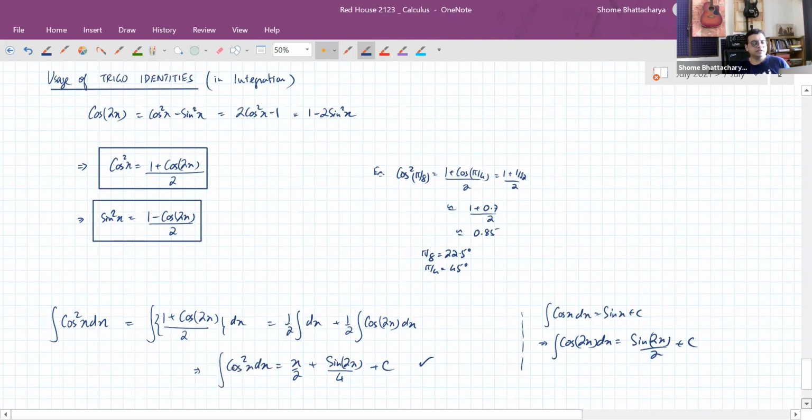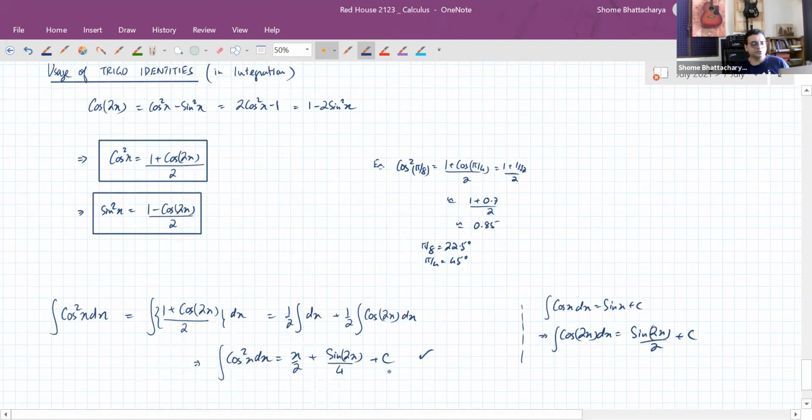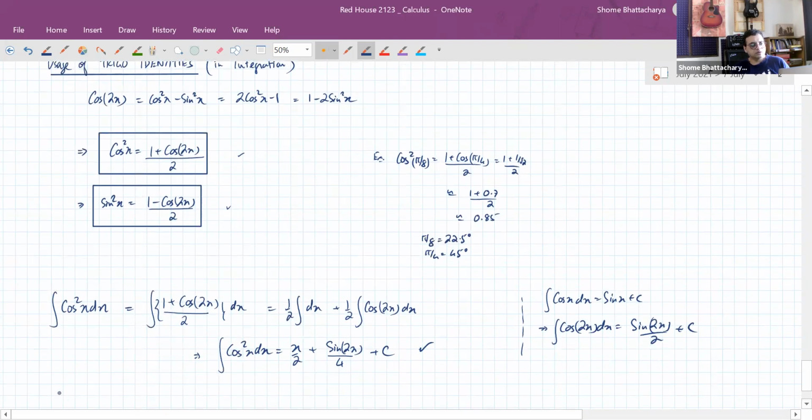So this is an important integration to remember how to do. You don't need to memorize this formula. What you need to do is remember that we use this identity for cos square x and we use this identity for sine square x. So now just write this down and then work out this one yourself. Integration of sine square x.